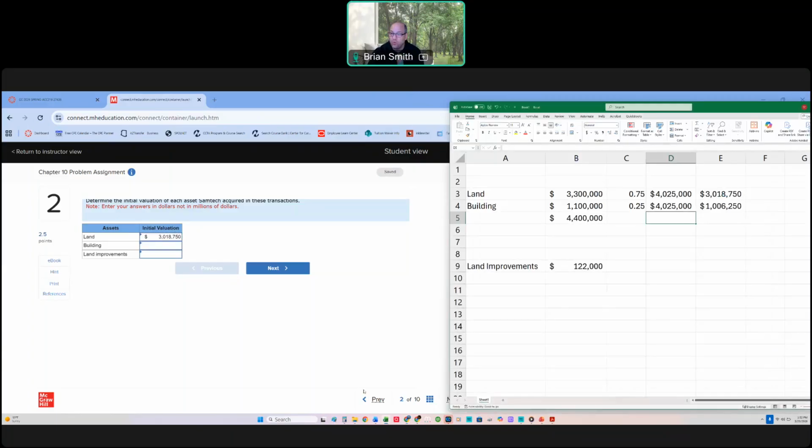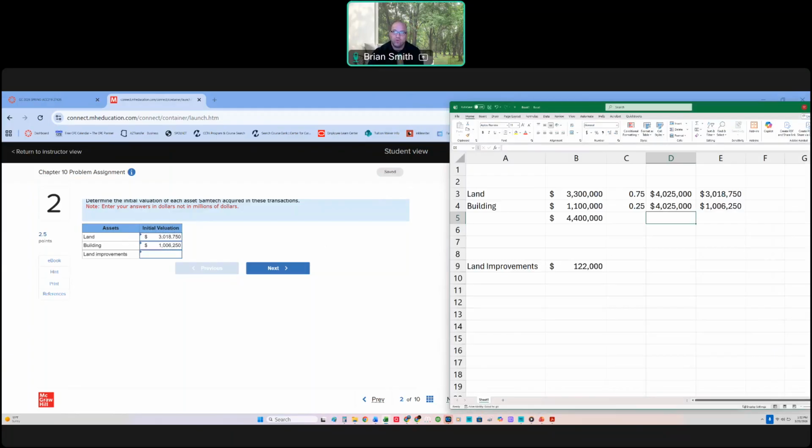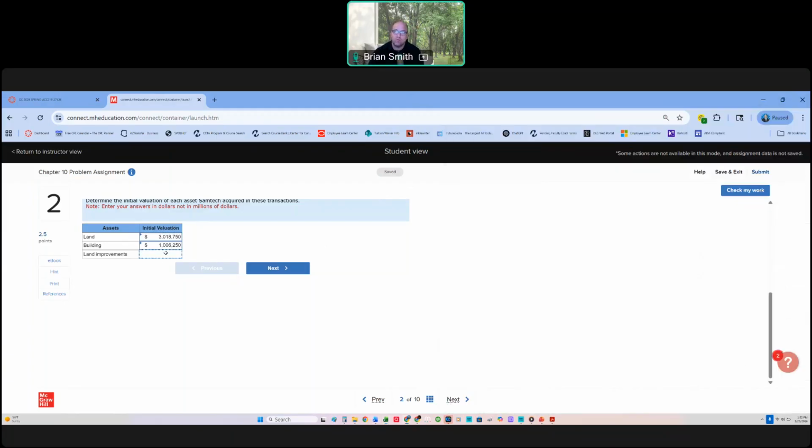Building is 1,006,250. And then the land improvements was $122,000. Okay.